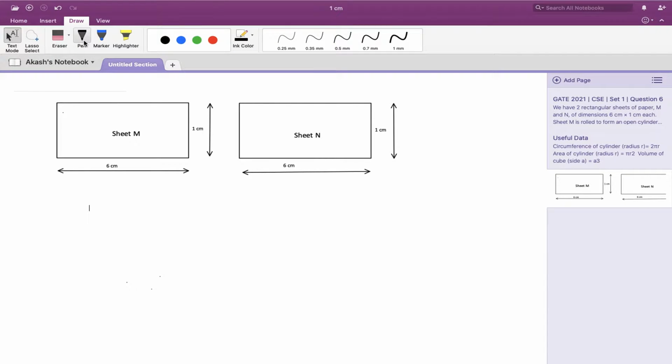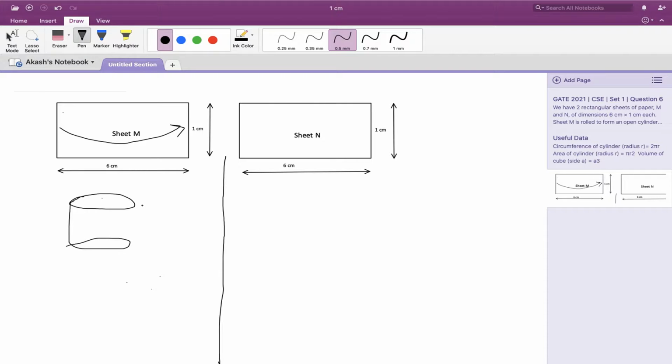Now, to approach the question, we have taken two identical sheets that are given in the question and we are forming two distinct figures. From sheet M, we are forming a cylinder that's rolled from the shorter sides. That means it's rolled something like this. Now, since the cylinder is rolled from the shorter side, we are well sure that the height of the cylinder would be equal to 1 centimeter. To find the volume of the cylinder, all we need is the radius.